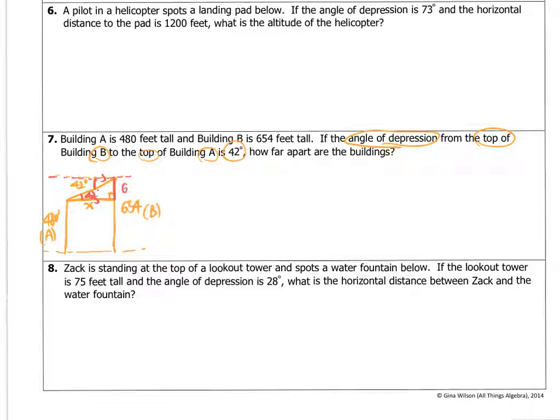And over here should be 654 minus 480. That should give you 174. So your setup should be tangent 42 degrees equals opposite 174 over adjacent. And your final answer is about 193.2 feet.